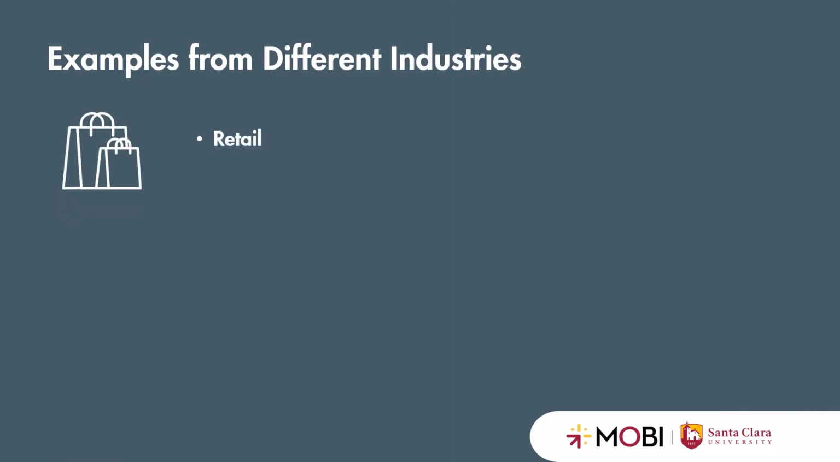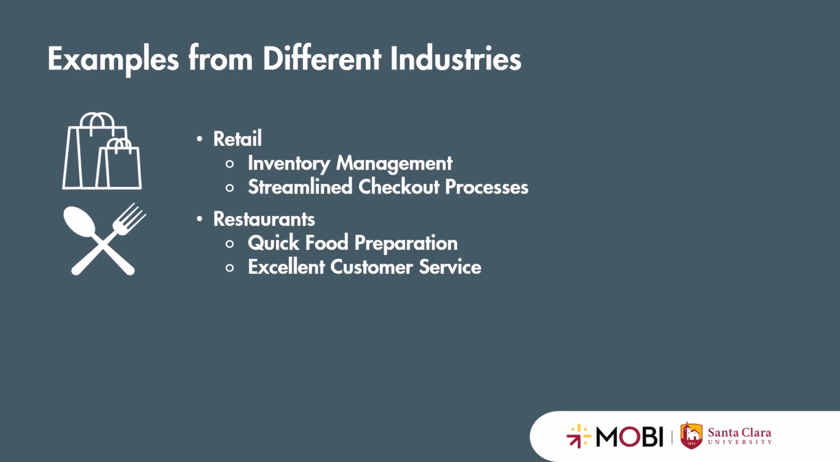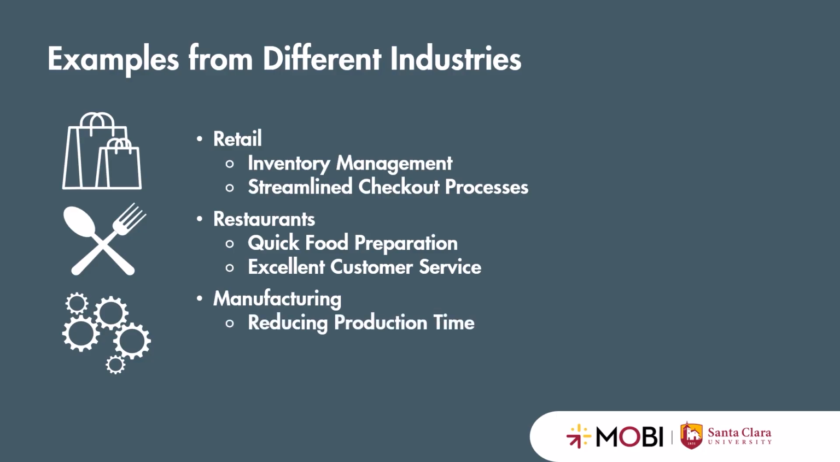Retail. Efficient operations in retail might focus on inventory management to ensure products are always available without overstocking. Streamlined checkout processes can also enhance customer satisfaction and speed. Restaurants. In the food industry, efficient operations might mean quick food preparations and excellent customer service to ensure diners are happy and return for future meals. Manufacturing. In manufacturing, operations might focus on reducing production time and minimizing waste, leading to higher output and lower cost.